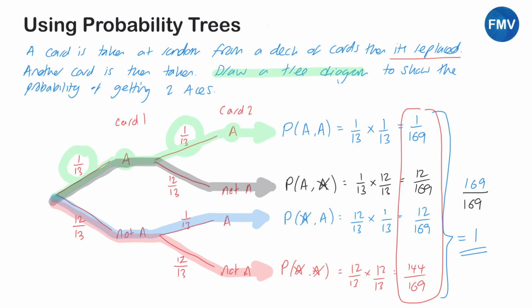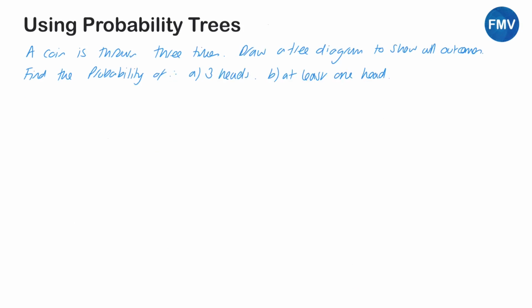Okay, let's have a go at another question. In this question, a coin is thrown 3 times. Draw a tree diagram to show all outcomes. So again, we need to draw that diagram to show all the outcomes. And then we're going to find the chance of getting 3 heads or at least 1 head. So the same thing again, we start with the branches of the tree.